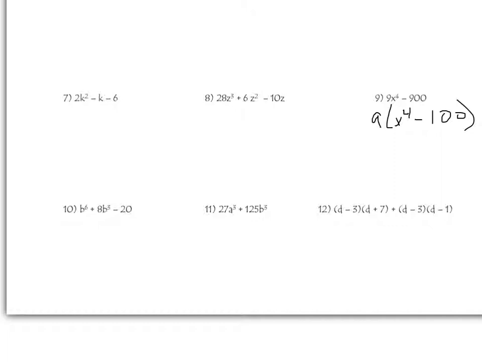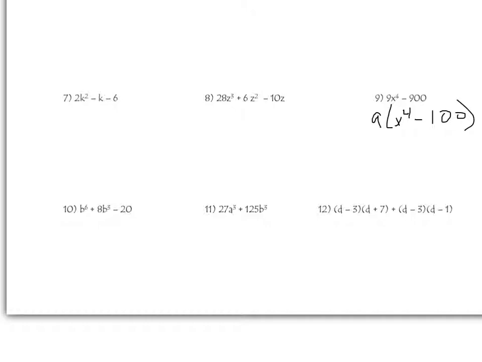In number 11, we're looking at cubes because this variable and this variable are cubed. 27 is a perfect cube and 125 is a perfect cube. And then in this one, again, we're pulling out a common factor, and what we're left with will not have a perfect square.